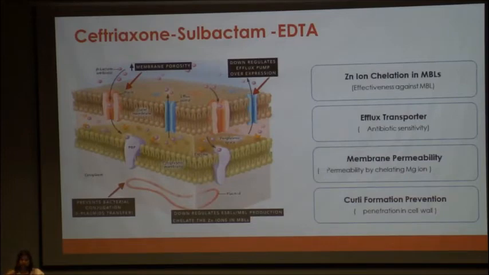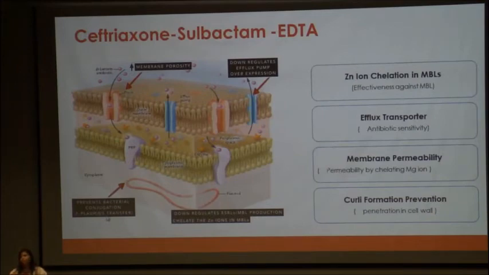Then there will be curli formation prevention, and penetration in the cell wall is better. So these all lead to membrane porosity. There will be increased membrane porosity. There will be no ions to hold back the integrity of the membrane, and therefore increased porosity of the membrane will be there. Increased drug will penetrate inside the pathogen. It downregulates efflux pump overexpression. Also, it prevents bacterial conjugation, that is the plasmid mediated transfer.